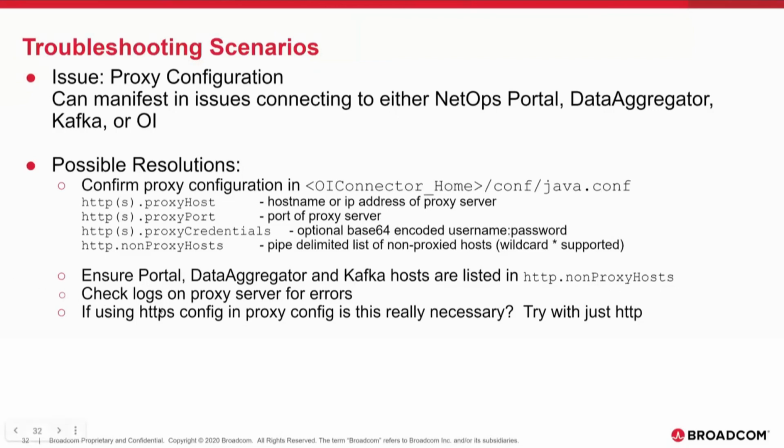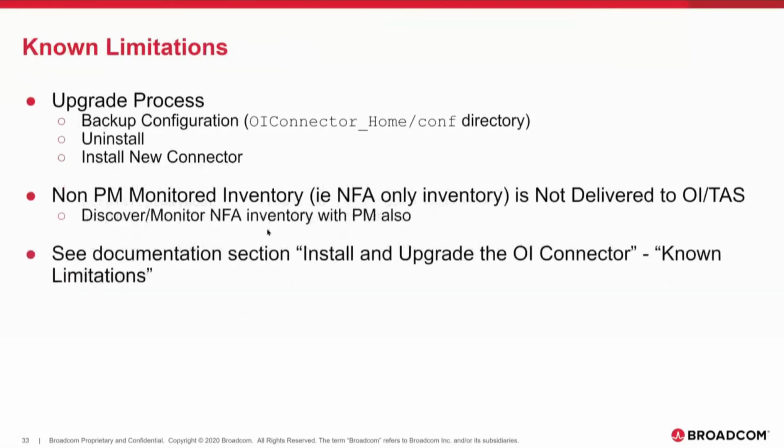Check logs on the proxy server. A proxy server will usually log errors and traffic. We can look at those logs sometimes to get some clues what's going on. If you've configured using HTTPS in the proxy config, I would ask whether that's really necessary. We've seen where folks have configured HTTPS and it really wasn't required. So I generally say try with just HTTP and again using the credentials. Same note here on the base64 credentials. Again, that's part of future security encryption that will be happening.